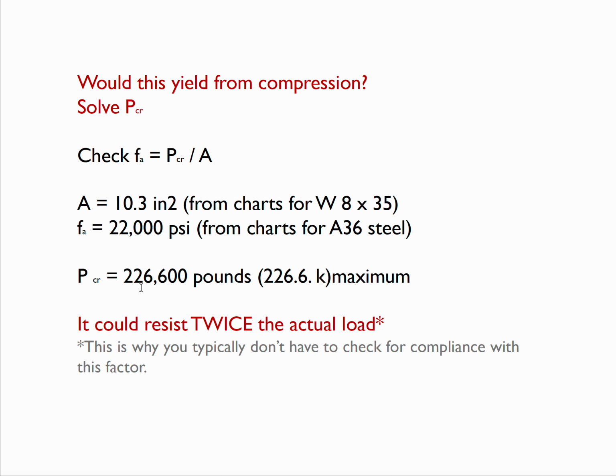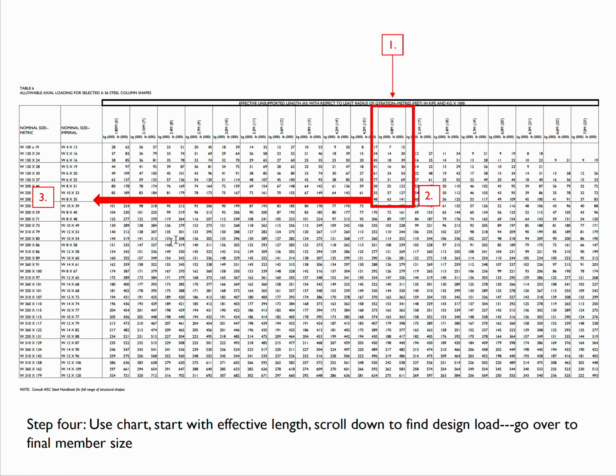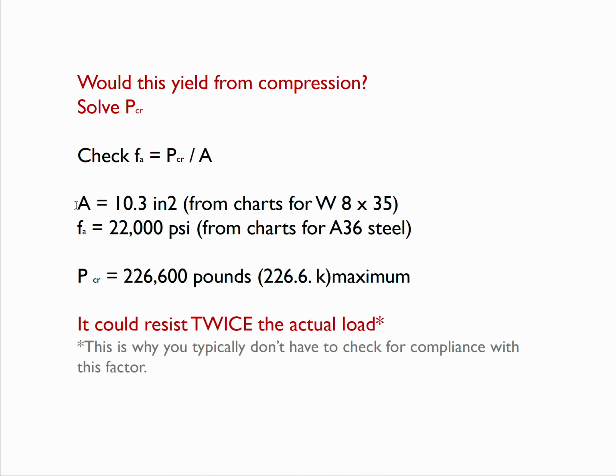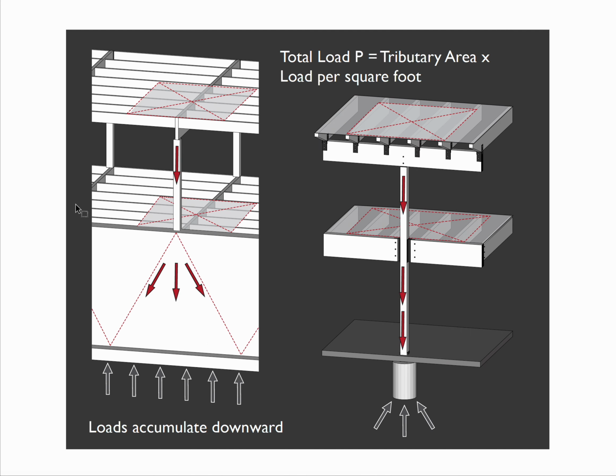We run a quick check, and we figure out that actually it could resist twice the actual load that's on it. You rarely ever have to actually go through double checking its compression, because frankly, these columns are not going to give you an allowable force if this cross-sectional area wouldn't be able to resist it. I mostly wanted to do that just so you can see that's the factor.